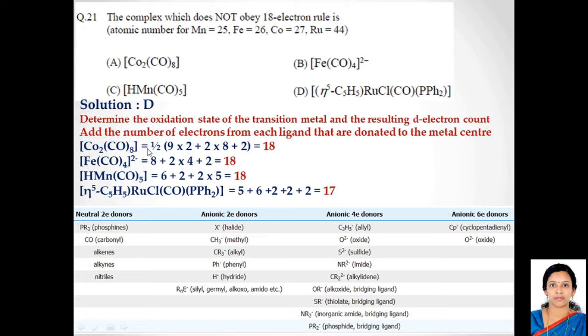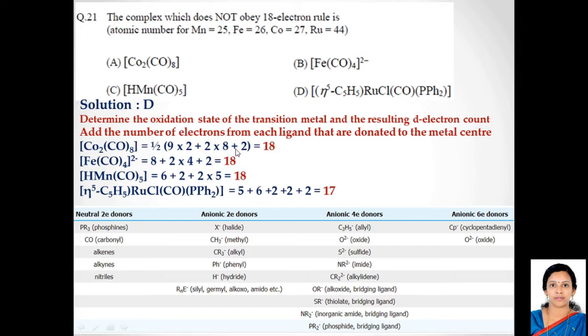So let's start calculating the number of electrons for each of these complexes, starting from the cobalt carbonyl complex. We find the valence electrons for cobalt. Cobalt is 4s2 3d7, that means there are 9 electrons, you can say 9 d electrons. There are 2 cobalts, so you have to multiply 9 by 2. Then you add the number of electrons donated by the carbonyl ligands. Each carbonyl ligand donates 2 electrons, and there are 8 of them, so plus 2 multiplied by 8.